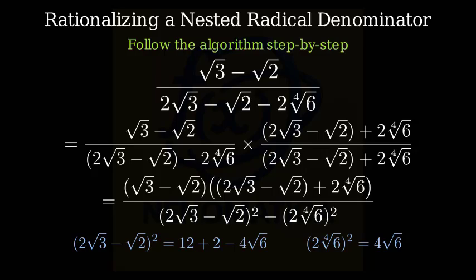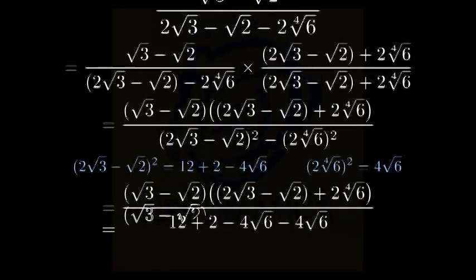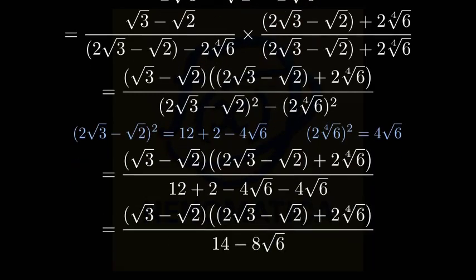Step 3. Expand each square. The square of 2 root 3 minus root 2 is 12 plus 2 minus 4 root 6. The square of 2 times the 4th root of 6 is 4 root 6. Substitute these results into the main fraction. Step 4. Combine like terms below. 12 plus 2 is 14, and negative 4 root 6 minus another 4 root 6 is negative 8 root 6.